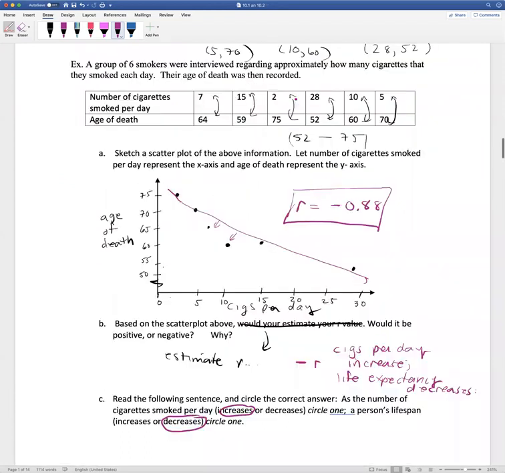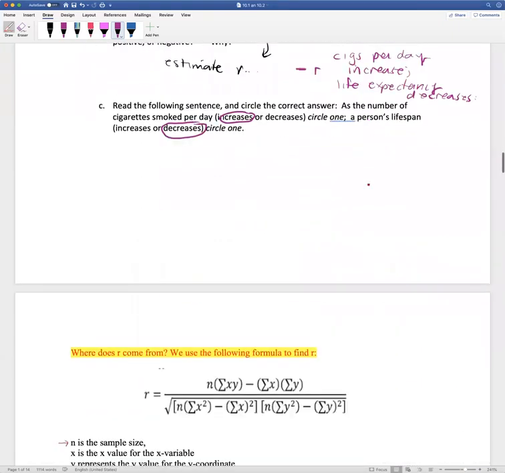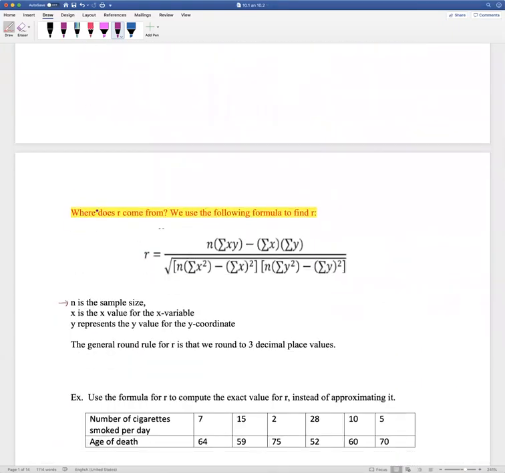Remember when we were converting these into ordered pairs, here's 1, 2, 3, 4, 5, 6. N represents your sample size, or how many ordered pairs you have. X represents the values for X, whatever value we ask you to use for X. It's unimportant which one you call X and which one you call Y here; it will become important in the next chapter. X represents the values for the X variable: 7, 15, 2, 28, 10, 5. Y represents the values for the Y coordinate: 64, 59, 75, 52, 60, and 70.